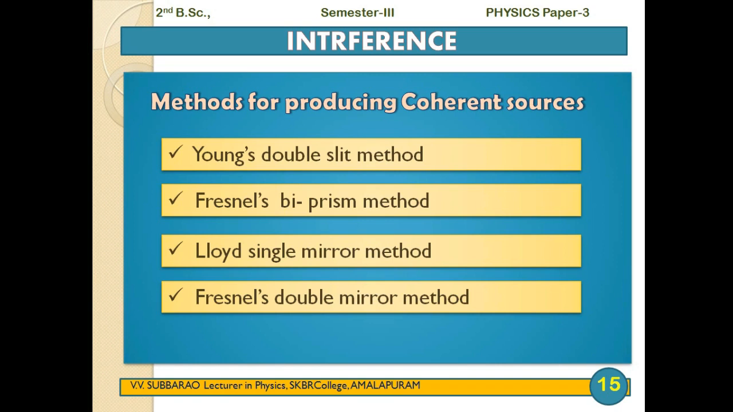Methods for producing coherent sources. These are the methods that are used to produce coherent sources: Young's double slit method, Fresnel's biprism method, Lloyd's single mirror method, Fresnel's double mirror method.